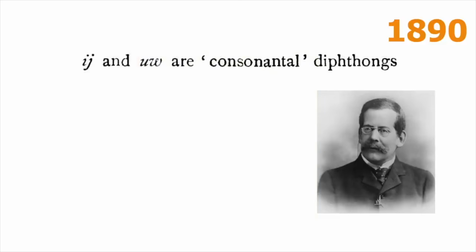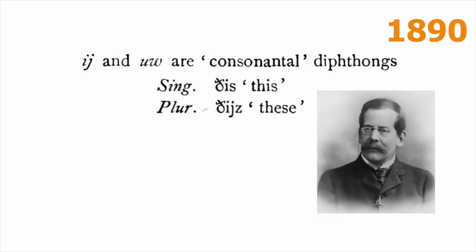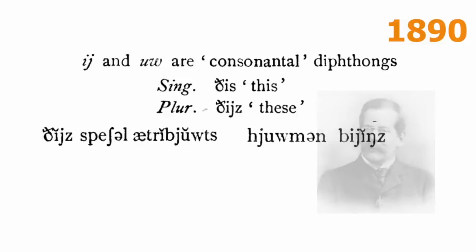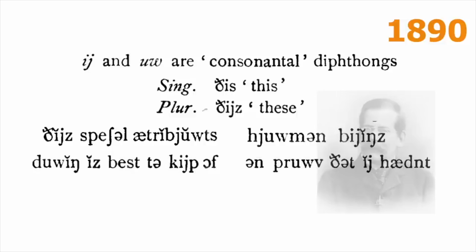This is the great phonetician Henry Sweet, who is said to have taught Europe phonetics. He called e and oo consonantal diphthongs, and here, from my other video, are some of his transcriptions. "This, these special attributes, human beings, doing his best to keep off, and prove that he hadn't, and it was a ruined chapel." I give lots of evidence to support this in my other video, but here are a couple of quick examples.